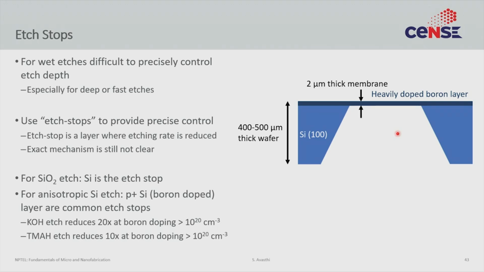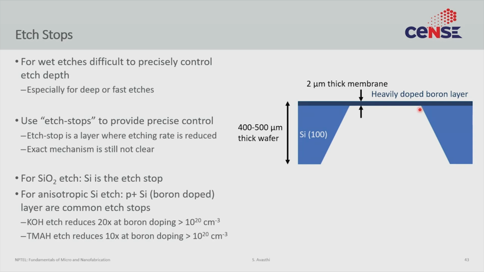But there are etch stops that are slightly different types too. For example, in this case, the specific etch stop that we are actually using is a heavily doped boron layer. So this is still silicon 100. All we have done, through diffusion or through implantation, is create this film of highly boron-doped silicon.